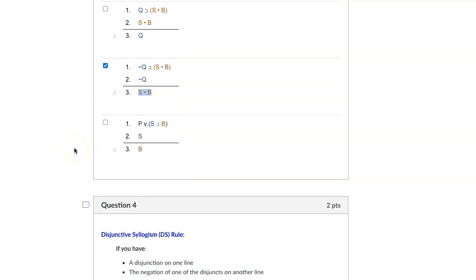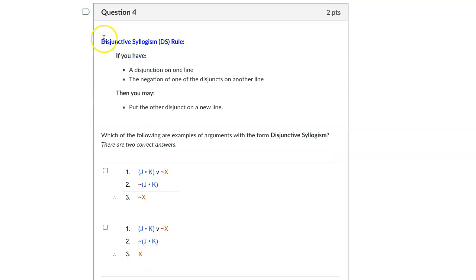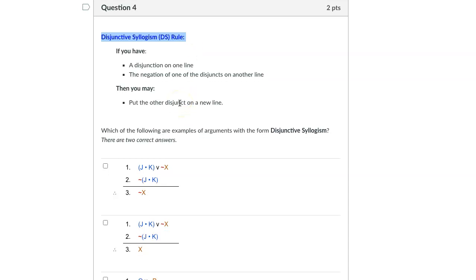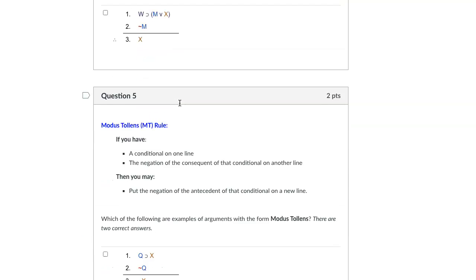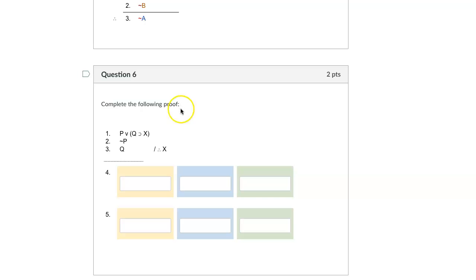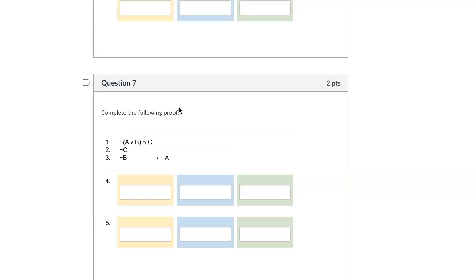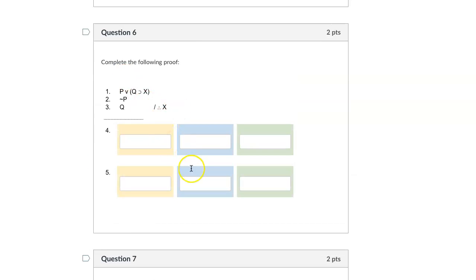So that's the basic idea, and you'll want to do this for other kinds of questions here. So disjunctive syllogism, again, you'll be looking for common mistakes, only applying it to part of a line, and confusing tildes versus negation, having the negation of something. So here's modus tollens, same idea. And then you'll have 3 proofs. So question 6, question 7, question 8. You'll have 3 proofs to do, and yours might not be the same as mine, but they'll be structured similarly. It'll be a very similar kind of proof.